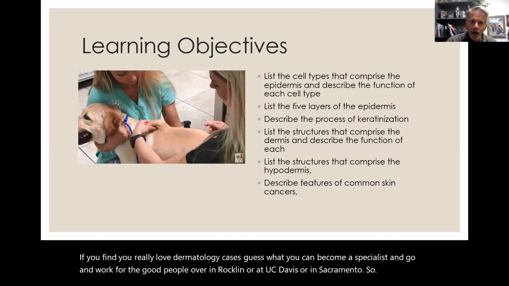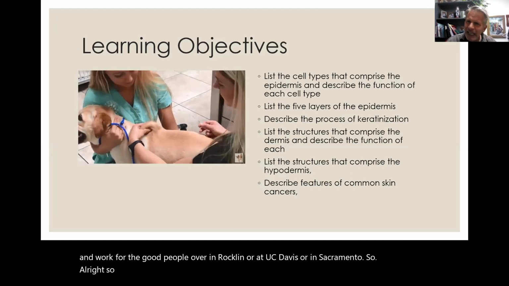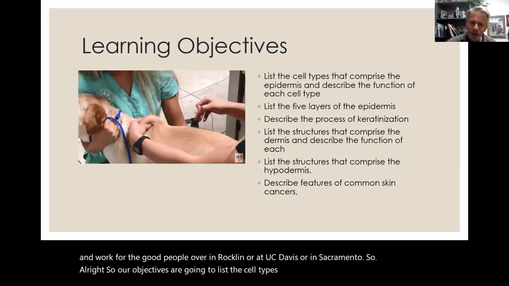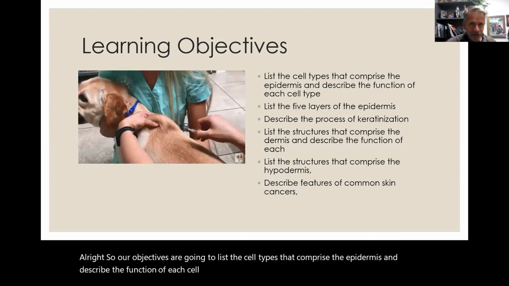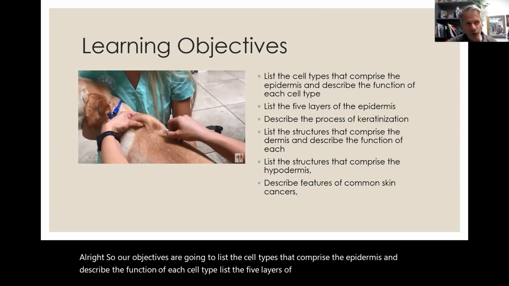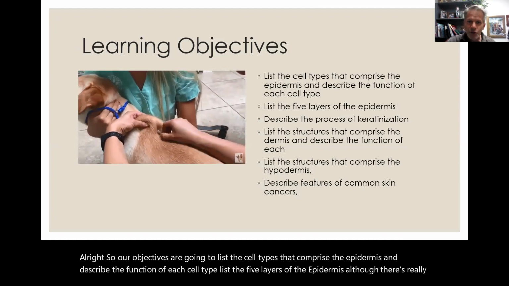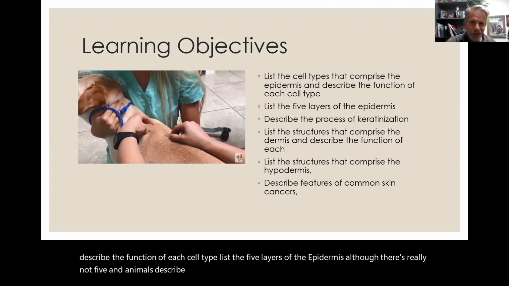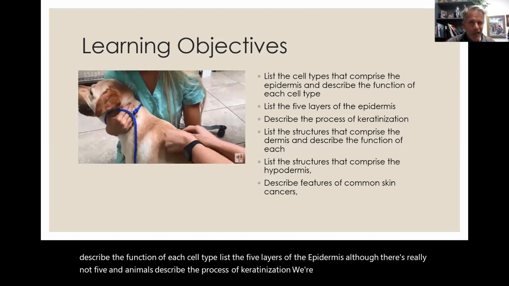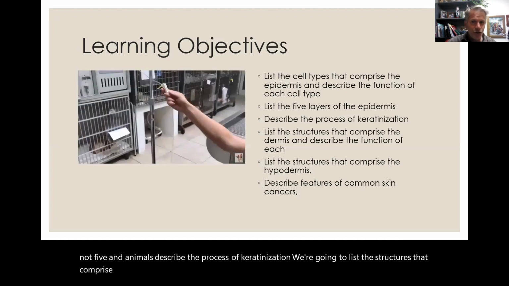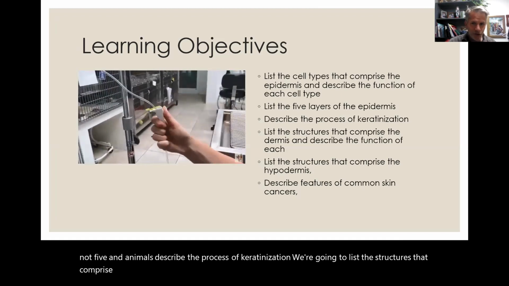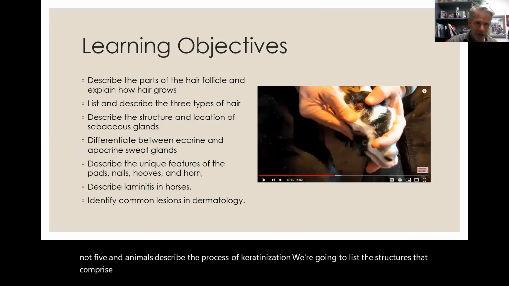So, our objectives. We're going to list the cell types that comprise the epidermis and describe the function of each cell type. List the 5 layers of the epidermis, although there's really not 5 in animals. Describe the process of keratinization. We're going to list the structures that comprise the dermis and describe the function of each. List the structures that comprise the hypodermis. Describe features of common skin cancers.